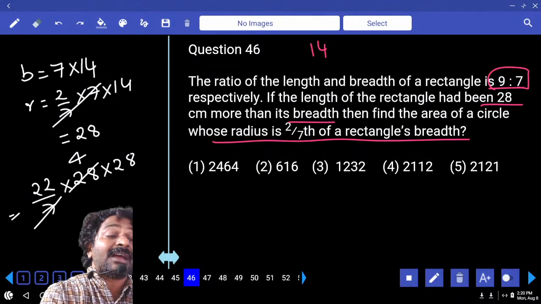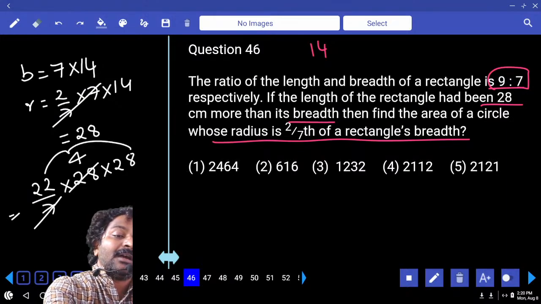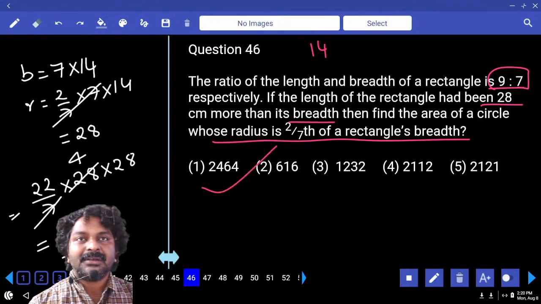So let's verify the last digit. 2 into 4, 8 into 8. The answer must end with that digit. How many options are there? Only one.